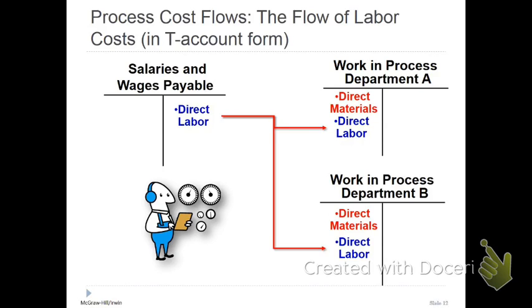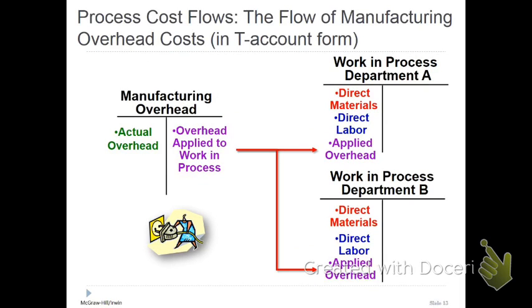We have direct labor, men and women working on that assembly line. When we pay them, it gets assigned to that particular department. Once again, some of it will be to Department A, some of it will be to Department B. And then the same thing applies: we're going to have overhead that's going to be applied.